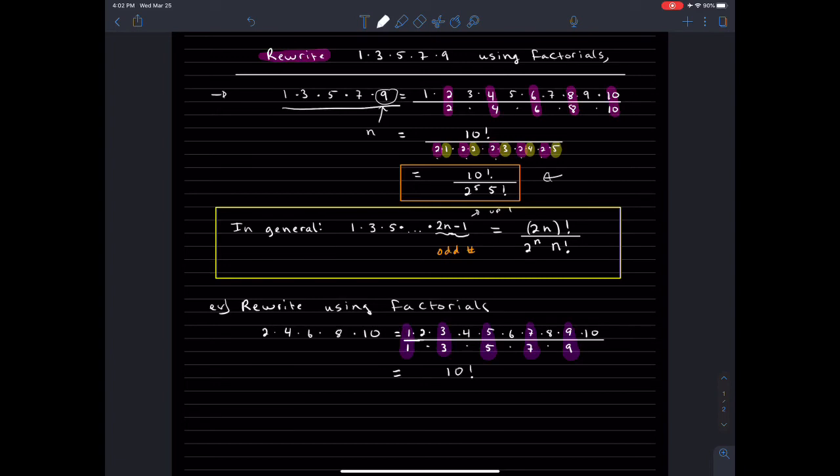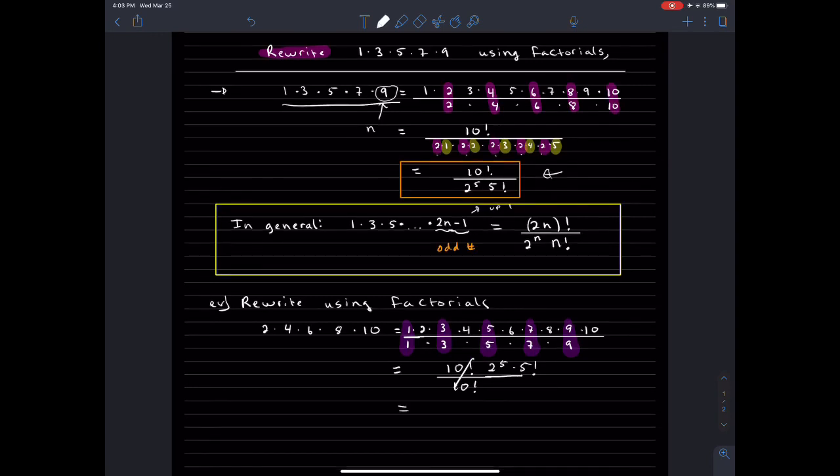And that's the product of those using factorials. But now this product is in the denominator, so it's being divided by that. So we have to flip and multiply that answer. So 10 factorial on the bottom, and we have on the top 2 to the 5th times 5 factorial. And what happens? That 10 factorial crosses out, and we get 2 to the 5th times 5 factorial. And that's our answer.